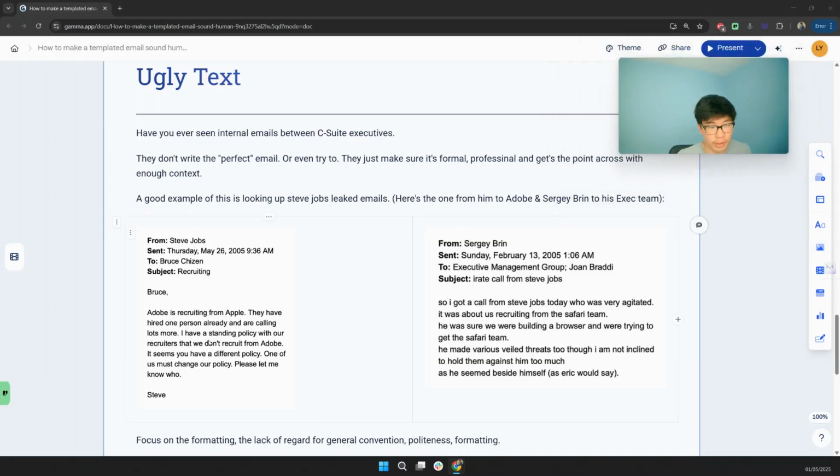Well, there we go. So Bruce, Adobe is recruiting from Apple. They have hired 1 person already and are calling lots more. I have a standing policy with our recruiters that we don't recruit from Adobe. It seems you have a different policy. One of us must change. Please let us know who.